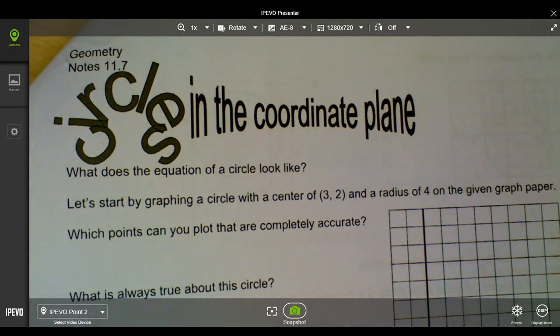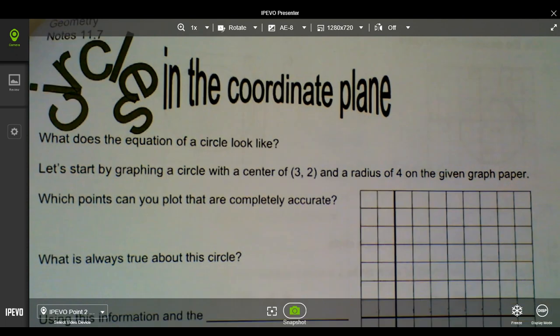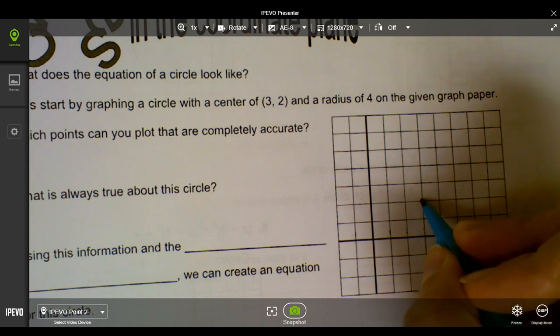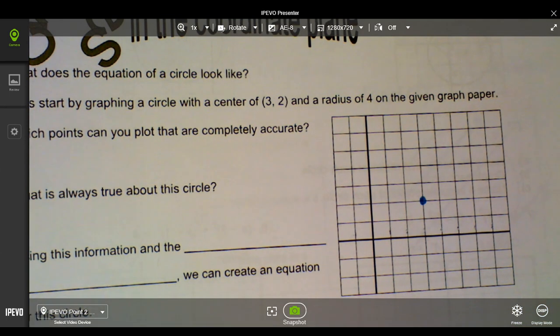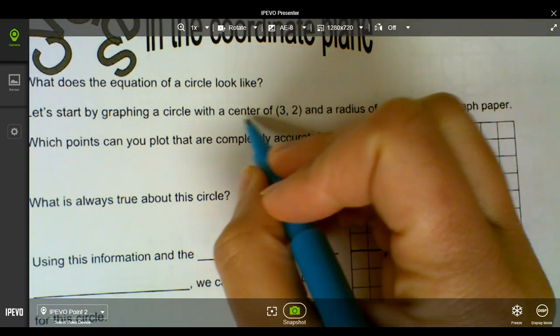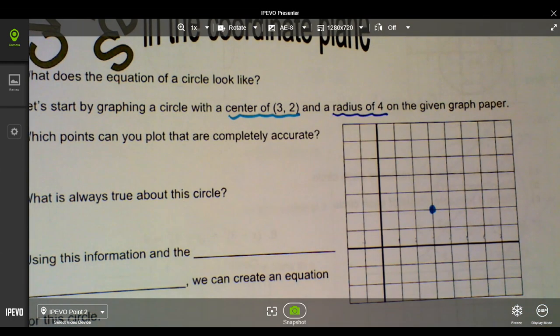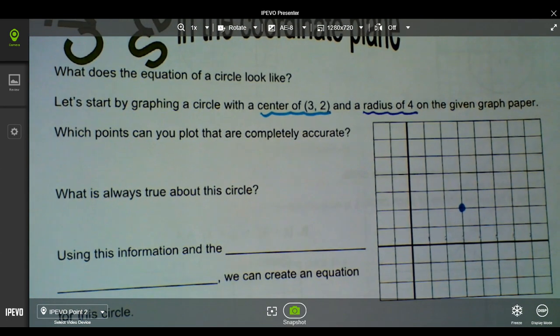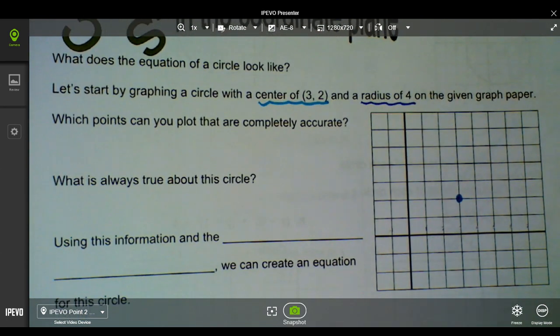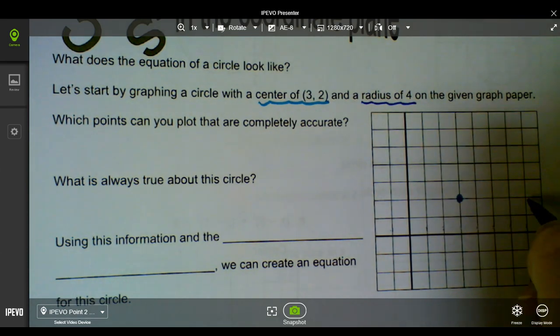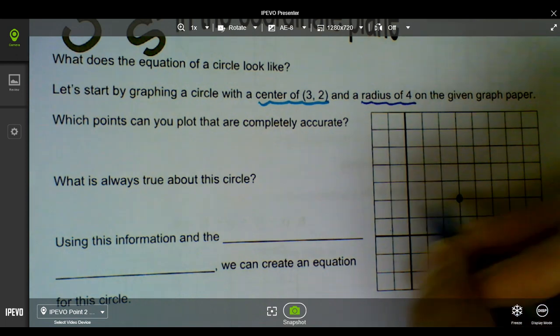Let's start by graphing a circle with a center of 3, 2. All right, so 3, 2 is going to be 1, 2, 3, 1, 2. And then we have a radius of 4. Which points can you plot that are completely accurate on here? If we have a center of 3, 2 and a radius of 4, that means we should be able to go 4 in any direction from this point and figure out what our circle is. But we can't go diagonally, so we can really go only left, right, up and down.